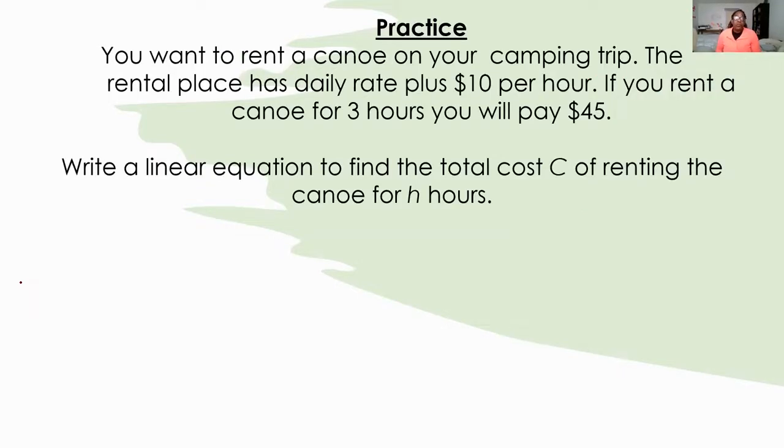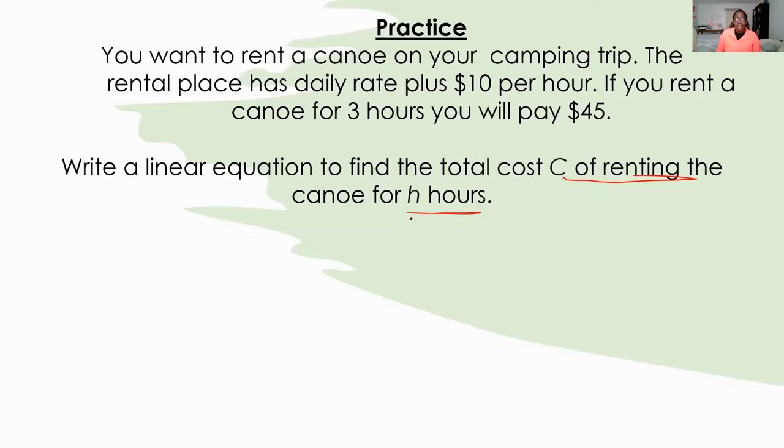So you want to rent a canoe on your camping trip. The rental place has daily rates plus $10 per hour. If you rent a canoe for 3 hours, you will pay $45. Write a linear equation to find the total cost of renting the canoe for H hours, okay? When they give you things like this, they're telling you what your variables are. So they want you to use H for the hours and C for the total cost.